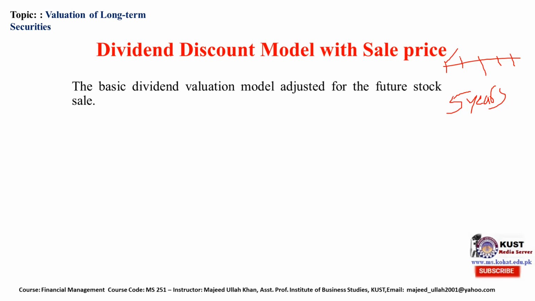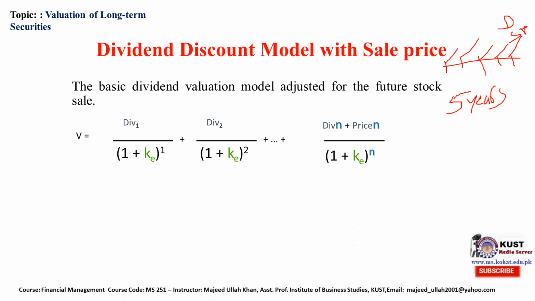This year dividend, this year dividend, this year dividend. The investor or the shareholder will receive dividends for these 5 years, and in the 5th year they will receive the dividend as well as the sale price. Two cash flows will occur in the 5th year. We will discuss this model.